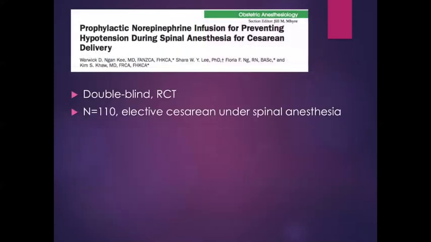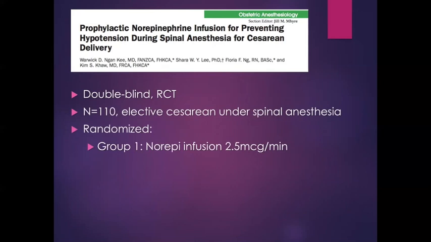Nanki also studied norepinephrine. In this double-blind, randomized controlled trial, 110 healthy women having spinal anesthesia for elective cesarean delivery were randomly allocated to one of two groups. In group 1, the patients received an infusion of norepinephrine starting at 2.5 micrograms per minute, immediately after intrathecal injection, and then it was titrated manually according to values of systolic blood pressure.